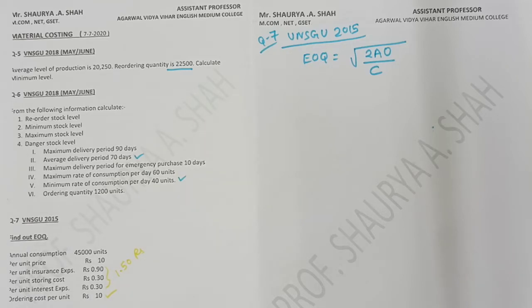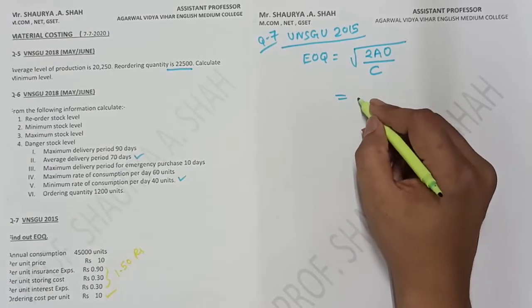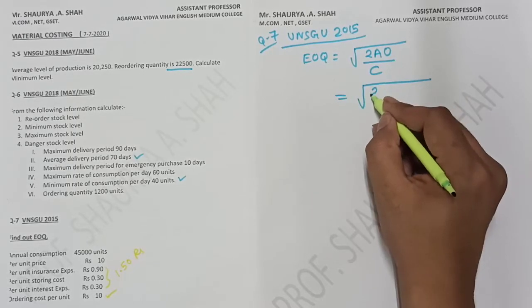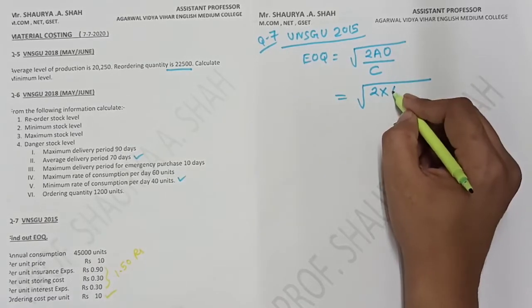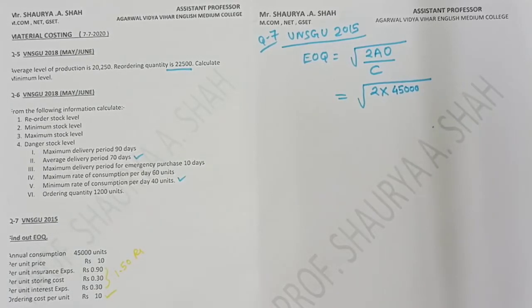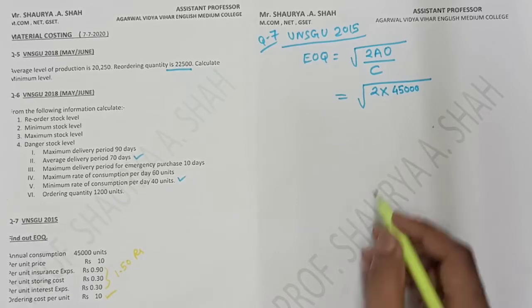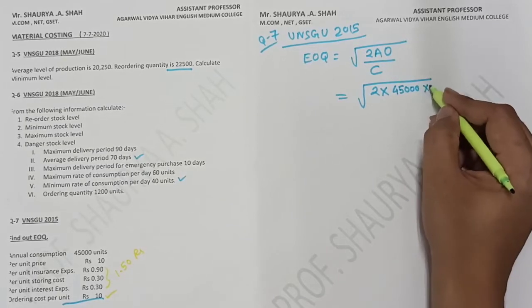Again students, I hope you must have solved the sum. At least you must have tried it. Putting in the formula, 2 into what is the annual consumption students? Annual consumption is 45,000 units. So 2 into 45,000 units. Again, what is O? O is your ordering cost per unit, right? So ordering cost per unit is 10.